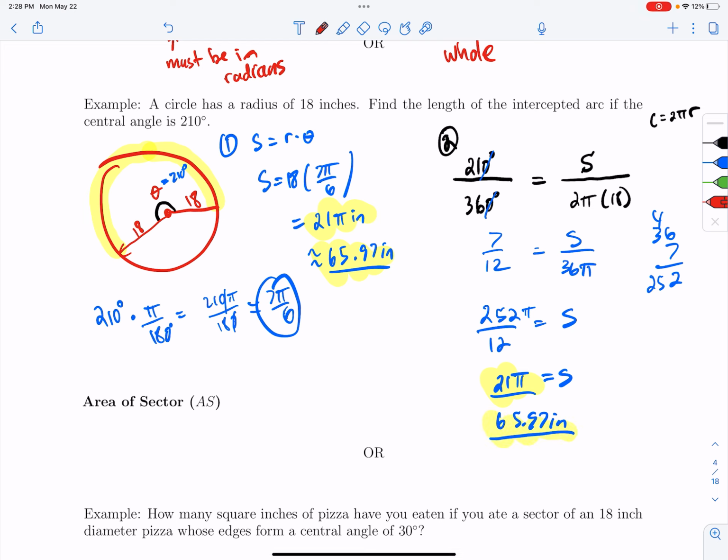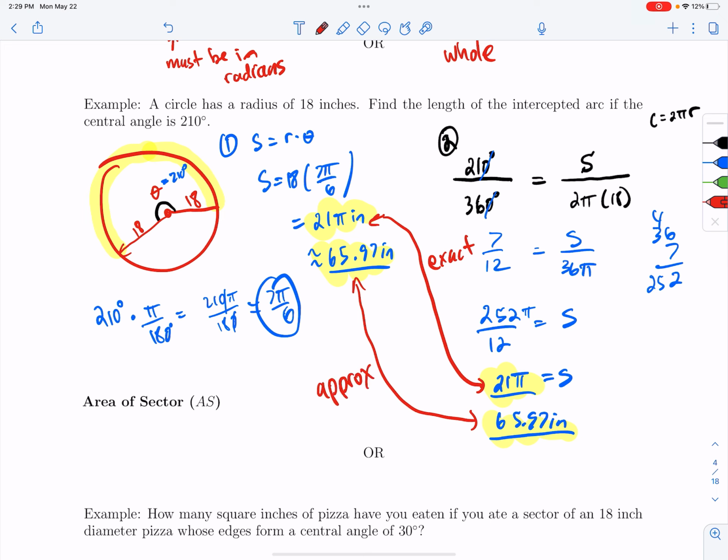And one thing we would say is this value, those are exact values. These are approximate values. So there's times where we're interested in the exact value, in which case we would say 21 pi inches. If we want an approximate value, maybe rounded to the nearest tenth, we would say that 65.97.